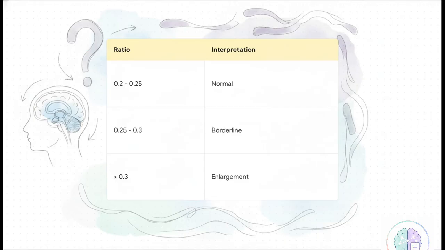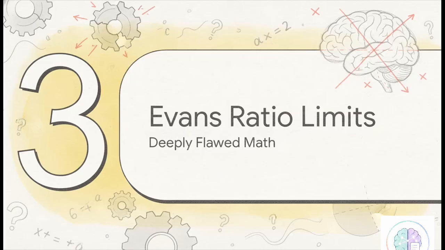Once you've got your number, you check it against this scale. 0.2 to 0.25, you're totally normal. 0.25 to 0.3 is your borderline gray area. But if you hit anything strictly over 0.3, that formally indicates ventricular enlargement. Sounds straightforward, right? Well, welcome to Section 3, Limitations of Evans ratio.